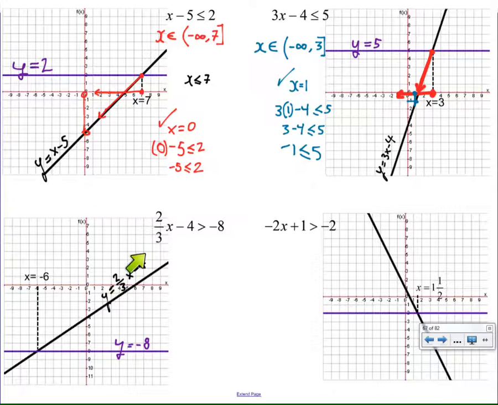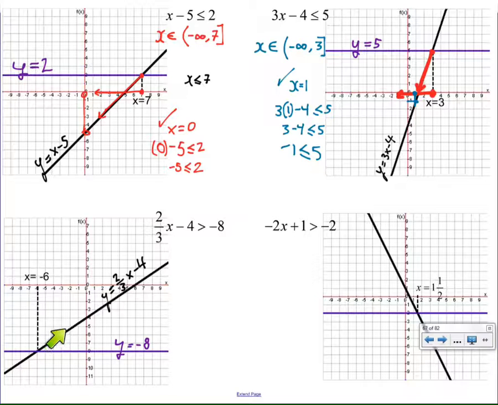2/3 x minus 4 represents the left-hand side values, negative 8 represents the right-hand side values, and negative 6 is the point of equality. This time, though, we do not want x to be negative 6 because we do not want the left and right sides to be equal. When x is negative 6, the left and right-hand sides will both be negative 8.